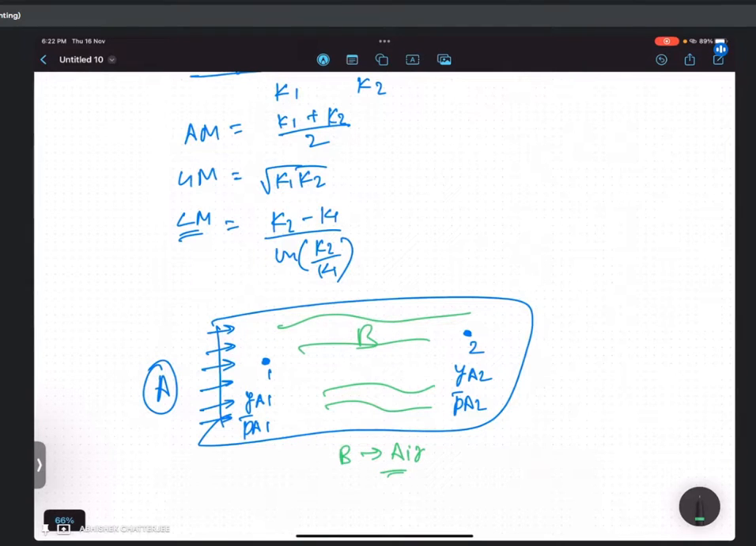So now what is happening is that at point 1, if there is some partial pressure of your component A, then there must be some partial pressure of your component B also. Because if there is some mole fraction of component A, then component B will also have some mole fraction. Similarly, at point 2, if you have partial pressure of component A, then similarly partial pressure of component B will also be there. Getting it? Now please understand, the total pressure at any point in this system will remain constant. So let PT be our total pressure.